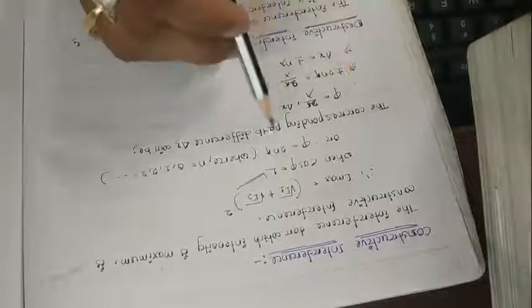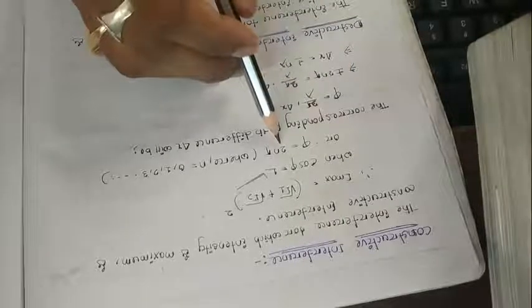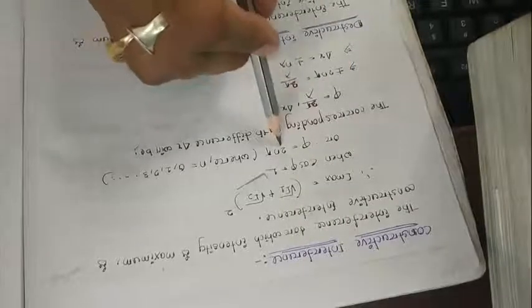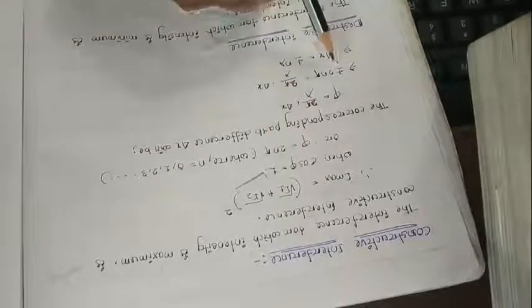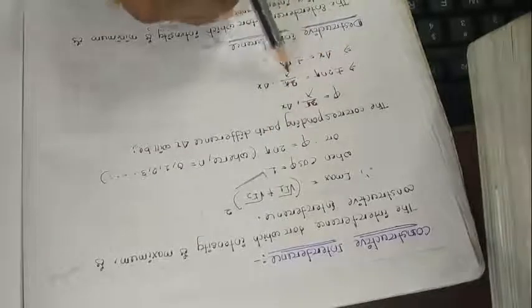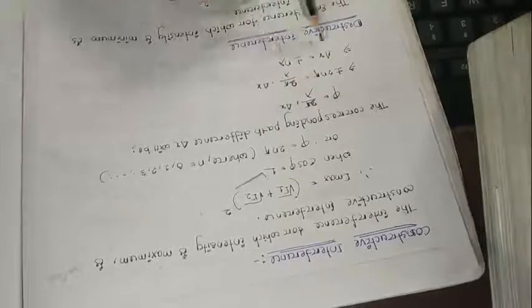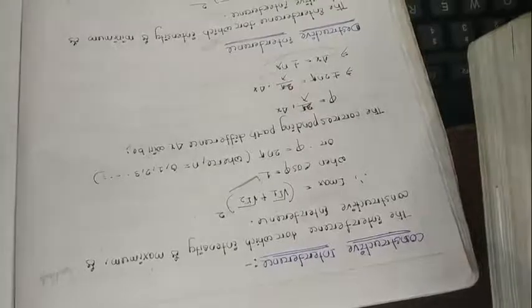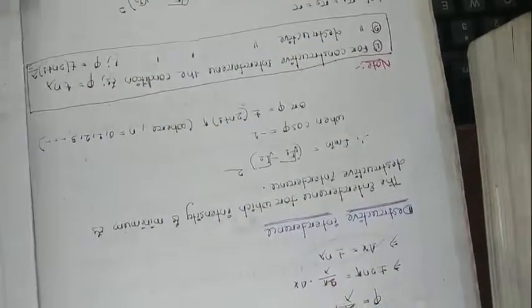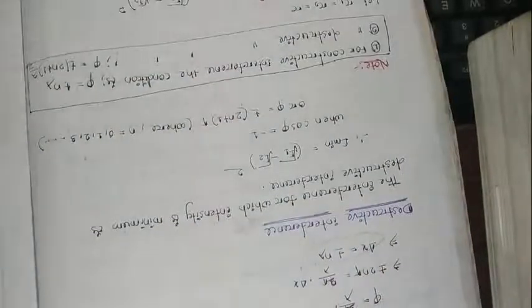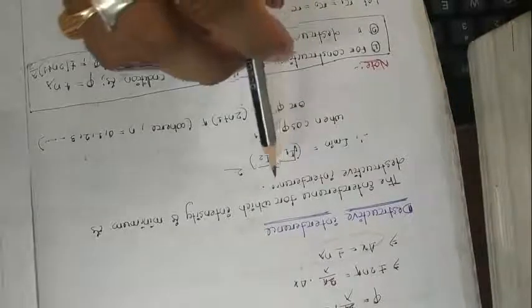So phi is plus or minus 2n pi, which will be equal to 2 pi by lambda into path difference. Hence the path difference will be plus or minus n lambda. This expression is important and you have to remember it.